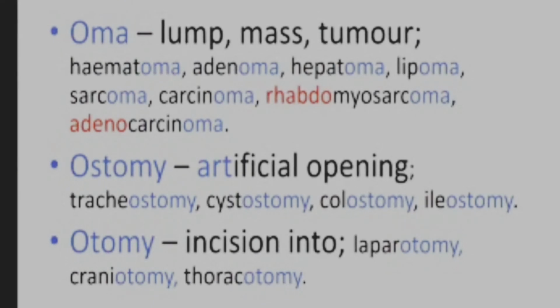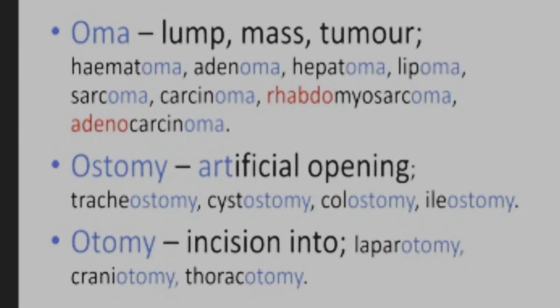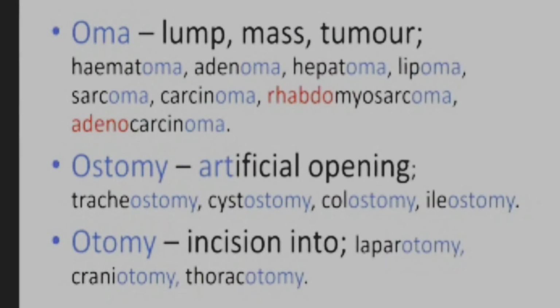A tumor can be benign or malignant. If it is benign, it's not harmful for the body, it's just an unwanted growth. It can be removed, but if it is malignant, that means it could be carcinogenic and cancerous. So hematoma is a lump and mass inside the blood. Hemo is something to do with the blood. Adenoma, hepatoma, something to do with liver disease. Lipoma, something to do with fat. Sarcoma. Then we have carcinoma.